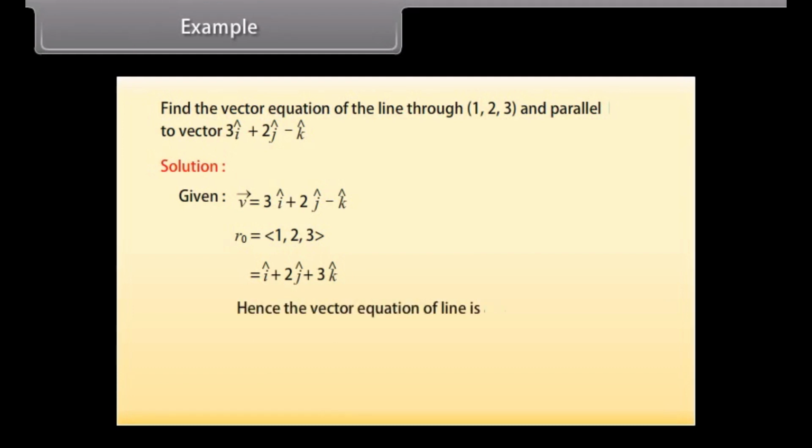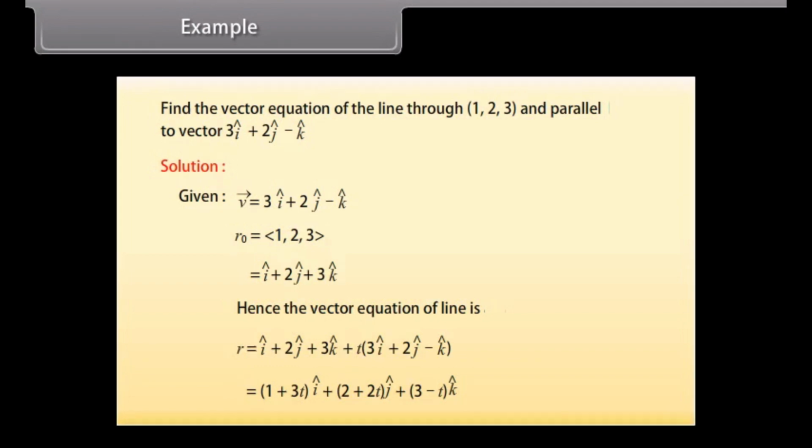Hence the vector equation of the line is r equals i plus 2j plus 3k plus t times (3i plus 2j minus k), which equals (1 plus 3t) i plus (2 plus 2t) j plus (3 minus t) k.